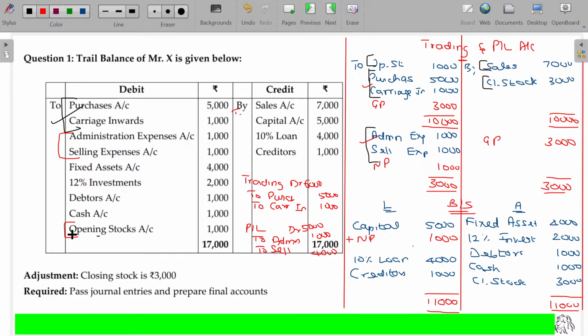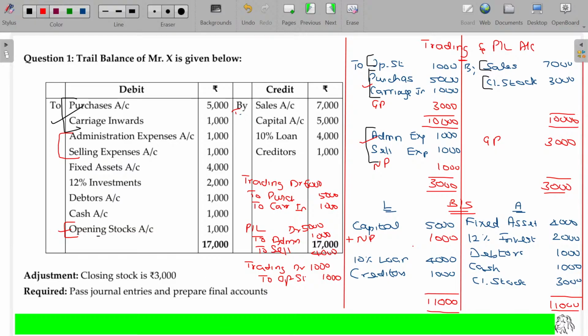For opening stock, should also go to a debit side of the trading account. It means it should be cancelled. Cancelling means automatically all these items will be in credit. In which account it goes now? That account should be debited. Here, I am going to debit trading account to opening stock. The value being 1,000 rupees. Is that clear?